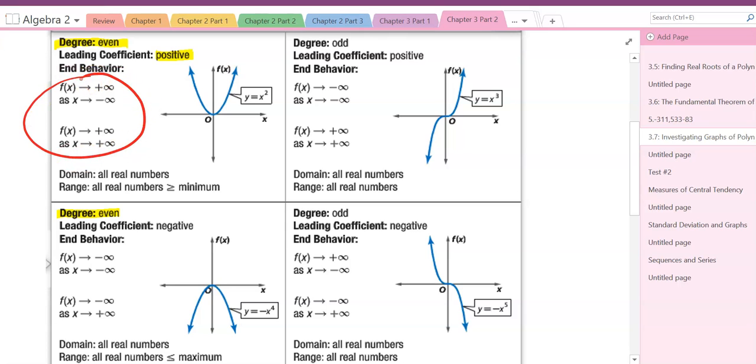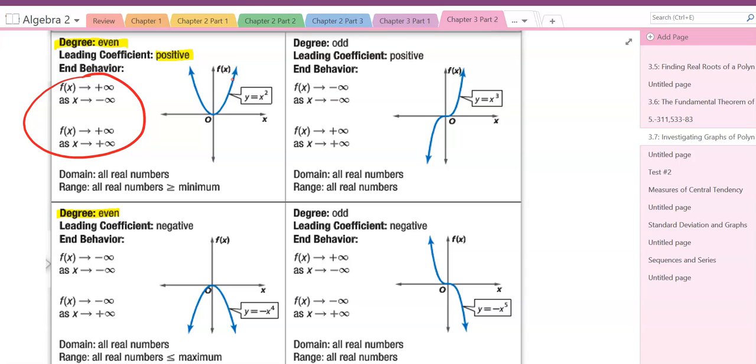As x goes both directions, positive and negative, y goes positive. So they show you an example of a quadratic here. And we talked about quadratics back in chapter 2 when they opened up or opened down. We looked at that leading coefficient, the number in front of x squared, to see if it was going to open up or open down. If it was positive, it opened up.